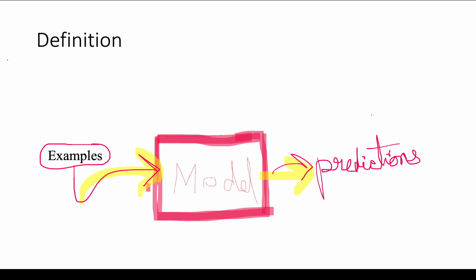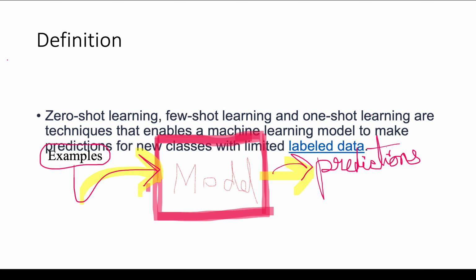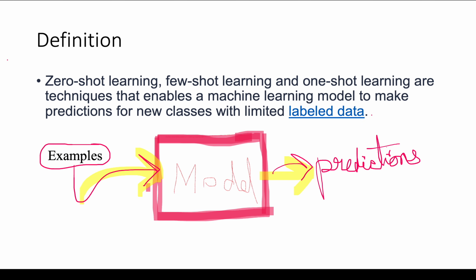When we give inputs or examples to the machine learning model, it will make predictions based on the examples. In zero-shot learning, we give zero examples to the model; in few-shot learning we provide a few examples; and in one-shot learning we give only one example. This enables the machine learning model to make predictions for new classes with limited labeled data or examples.